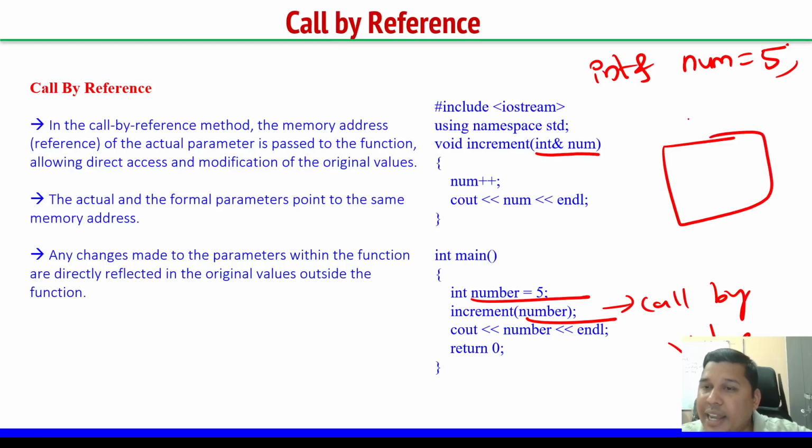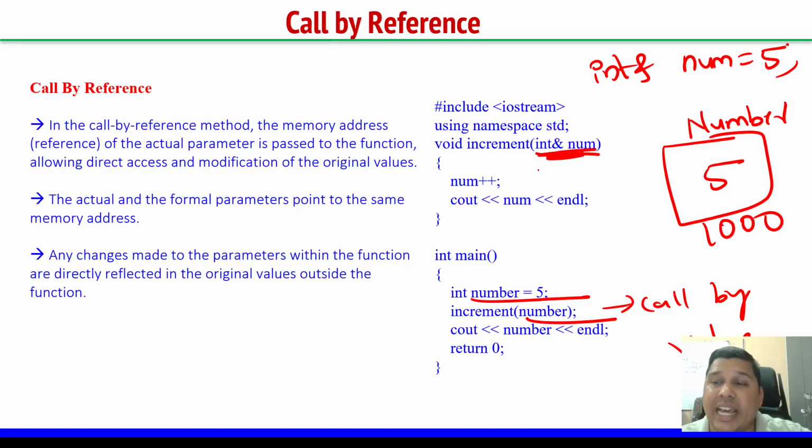So we already had a number like this. It was having 5, and its address was 1000. When I create a reference variable here, for this number another name is given, num. For the same box, the same memory location, another name is given, that is num. So this is almost the same as your call by address. The only thing is, we don't pass the address here, whereas we declare a reference variable here. So there is a new concept, that is the reference variable.